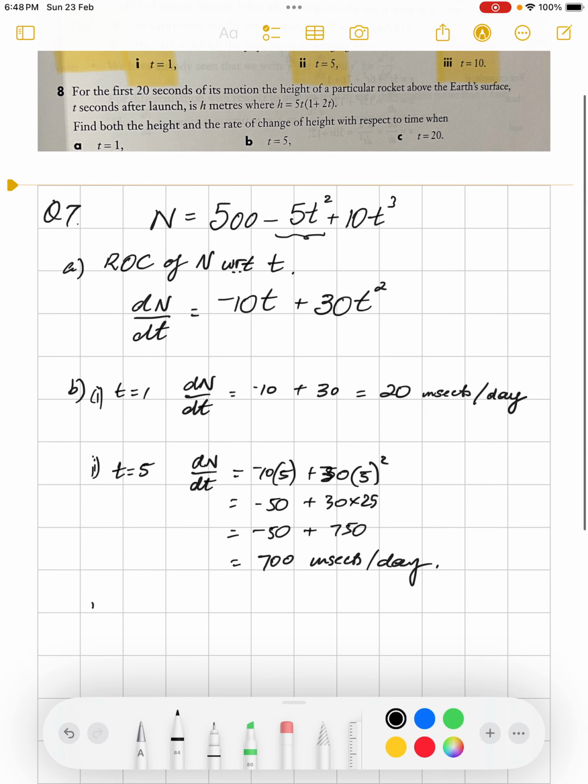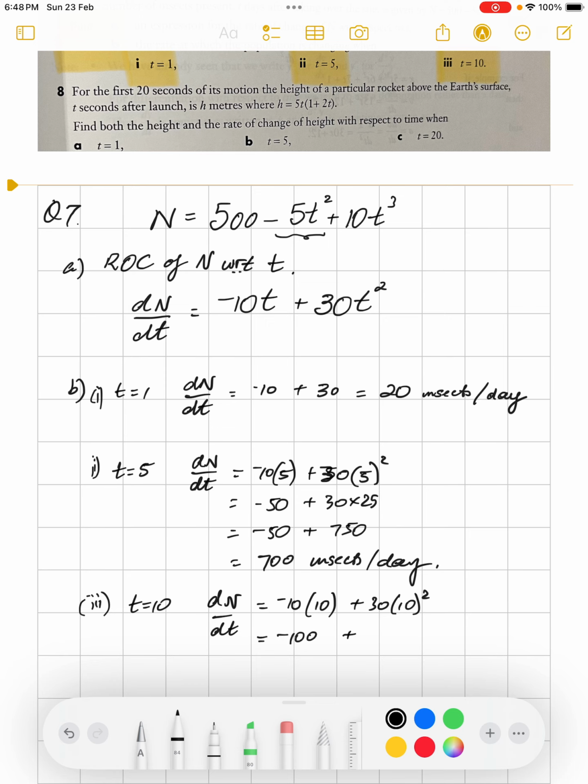And finally at the 10 day mark, part 3, when t equals 10, the rate of change is negative 10 times 10 plus 30 times 10 squared. So it's negative 100 plus 30 times 100. And so we've got 2,900 insects per day. n is the number of insects, t is a day, and so the rate is insects per day. That's the name of the unit of rate.